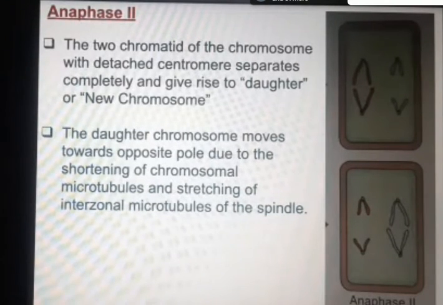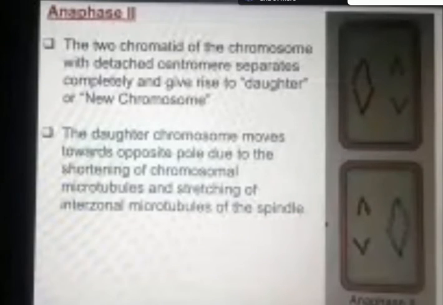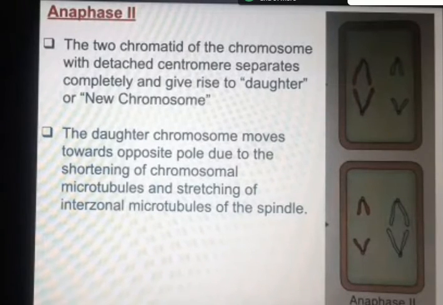So, by the activity of the microtubules, and also at the same time with the help of the different enzymes, after the dissociation of the certain proteins which were present at the centromeric region, or which were helpful in attaching the two sister chromatids.